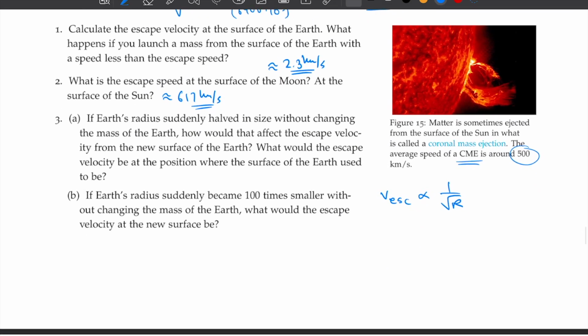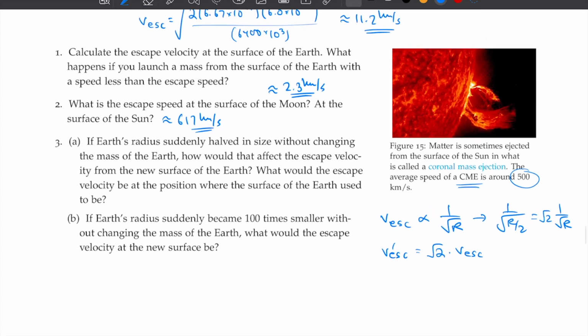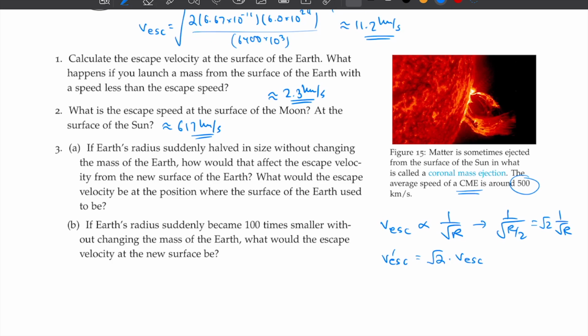So if Earth suddenly halved in size, the radius would be half as big. Hopefully you can see that if I replace r by half r, I get root 2 times 1 over root r. So the escape velocity is going to be a factor root 2 larger. The new escape velocity at this smaller Earth is going to be square root 2 of the old escape velocity. Multiply the 11.2 by square root of 2.